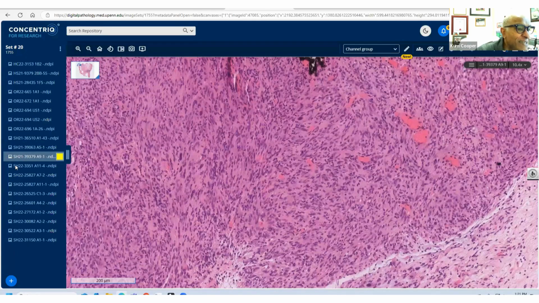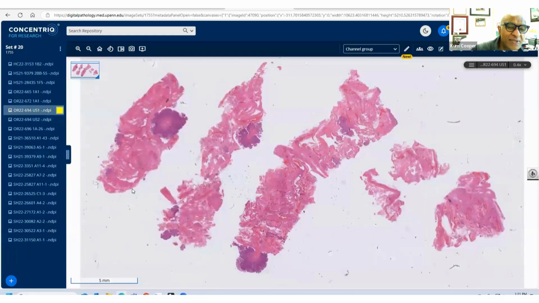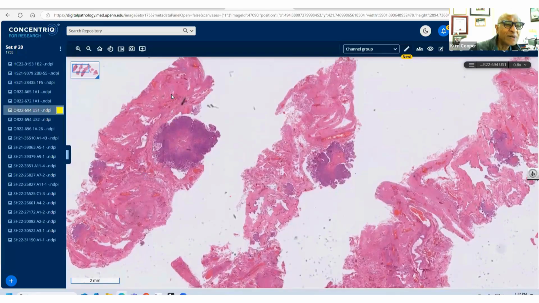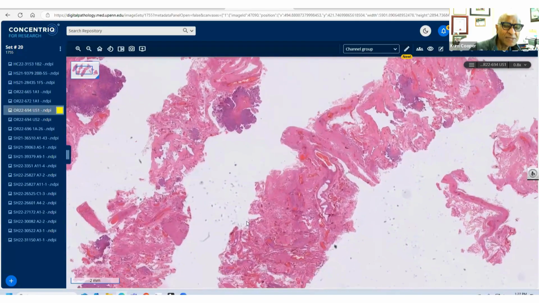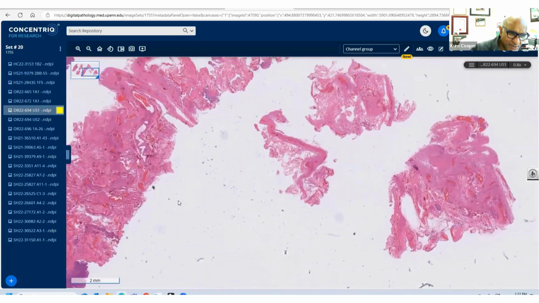Let's see, 694. Let's try this one. Oh, I've got 2 slides, so that's a treat. So this is a 70-year-old male, and he had a left hydrocele. So they went in there and did whatever you do with hydrocele surgically. And this is what we received. So a lot of connective tissue, right? This has been serially sectioned because of the hydrocele.